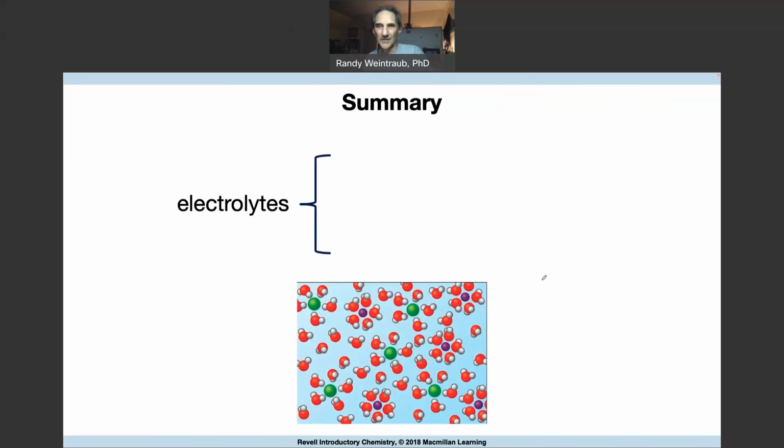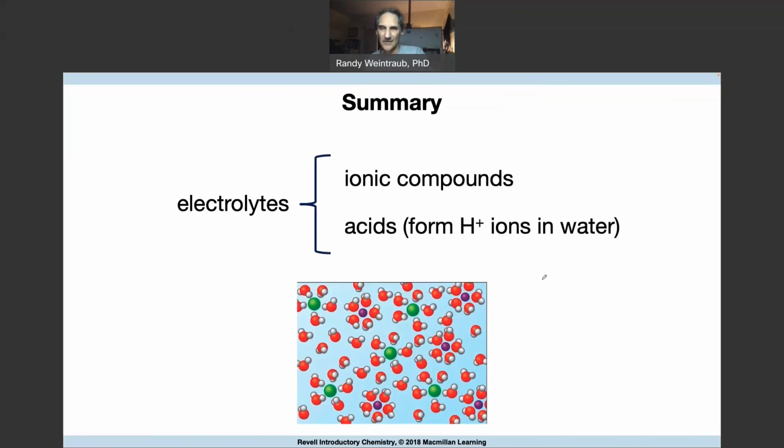Let's quickly summarize these ideas. Electrolytes are compounds that form ions when they dissolve in water. When ionic compounds dissolve in water, the ions dissociate and are split apart. Most covalent compounds do not form ions in water. They are not electrolytes. However, it's important to note one exception: the acids, which form H plus ions and the counter anion.